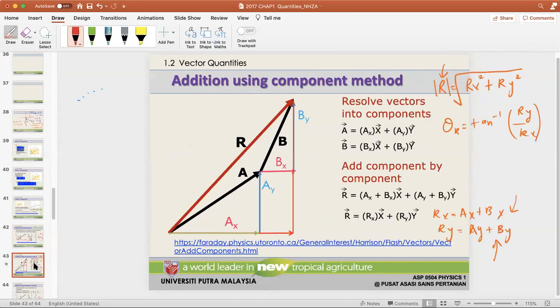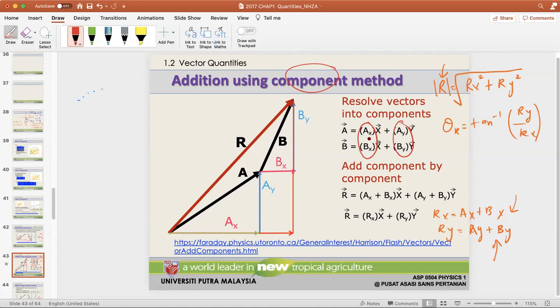Okay. Addition using component method is next. So addition using component method. Component method is resolving, right? So for A vector, we resolve it in the Ax and Ay. And then for the B, we resolve it in the x direction and the y direction. And then you add the x components together and the y components together. I mentioned to you before, you can only add vectors if they are in the same direction.